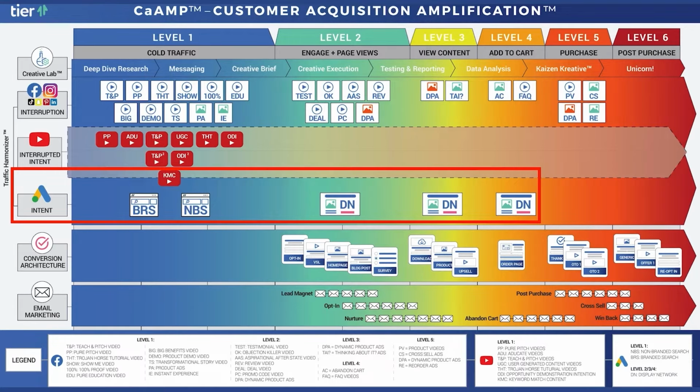Now remember, level 1 is cold traffic. They don't know who you are. Level 2 is people who have lightly engaged, maybe have viewed your image or maybe your video, but have not done anything more. Level 3 is they've maybe even viewed the product page or even the sales page, but then gone no further. And then level 4 is people who have already added to cart. So each level requires a slightly different message, even with intent-based ads, even more so with interruption-based ads. But with the intent-based ads, these started to really take off.